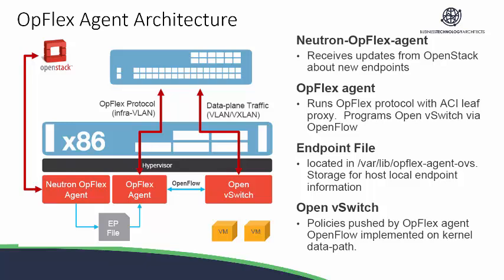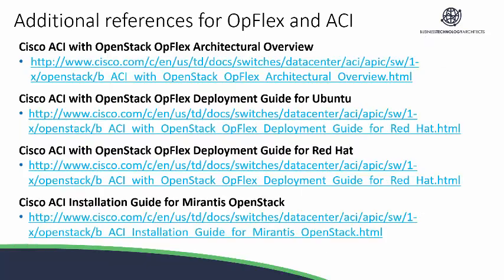So here's the OpFlex agent architecture. There's the Neutron OpFlex agent, which receives updates from OpenStack about new endpoints. The OpFlex agent runs the OpFlex protocol with the ACI leaf proxy, and programs Open vSwitch via OpenFlow. The endpoint file is located in /var/lib/opflex-agent-ovs. Storage is for host local information. And the Open vSwitch are the policies pushed by OpFlex agents. The OpenFlow is implemented on the kernel data path. And there are additional references for OpFlex and ACI.